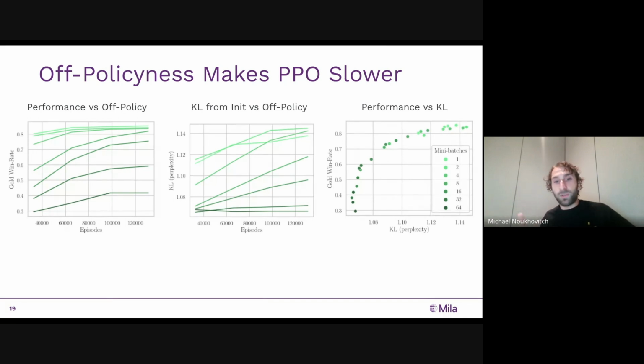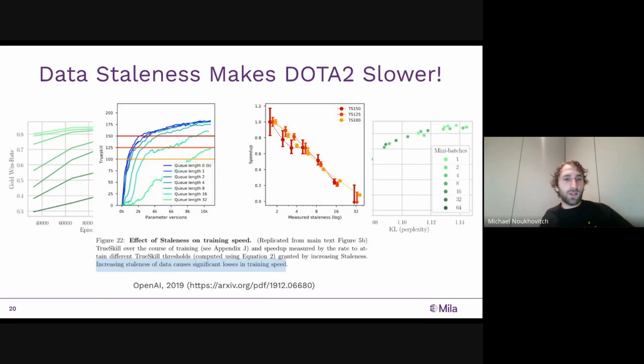We took the same number of steps, but because the data we were taking steps on was older, we weren't making progress. And this isn't a new thing that we're noticing. In OpenAI's 2019 paper on Dota 2, they found the exact same thing. The increasing staleness of the data reduced their training speed. And their whole idea was that we need to train on newer data. So we can re-answer that second question.